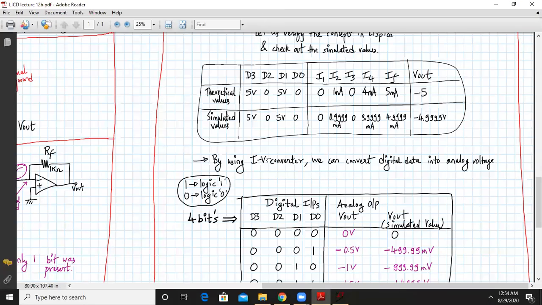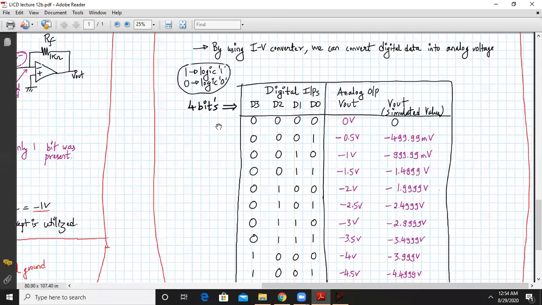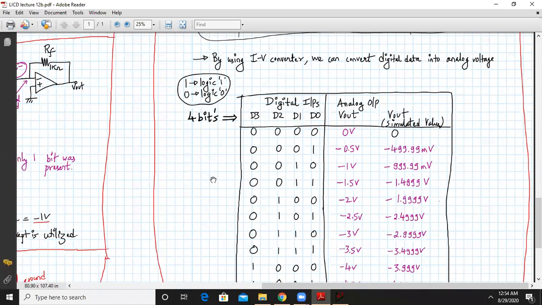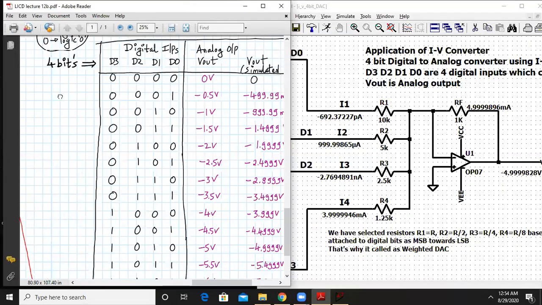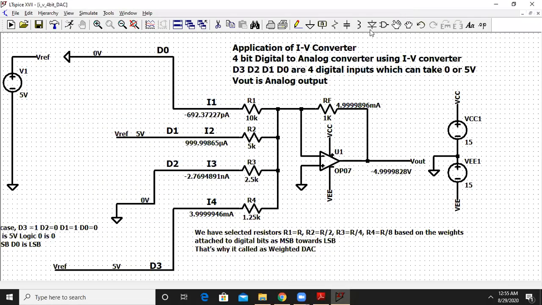Now let us check. This is the way, by using the I2V converter, we can convert the digital data into analog voltage. Since there are 4 bits, there will be 2 raised to 4, 16 combinations of digital input. For every unique digital input combination, you have an analog output available. So now let us check 2 more cases. Let us randomly check 0 1 1 1. So basically D3 bit will be 0, and the rest of the bits will be 1 1 1. So let us do that in LT-SPICE.